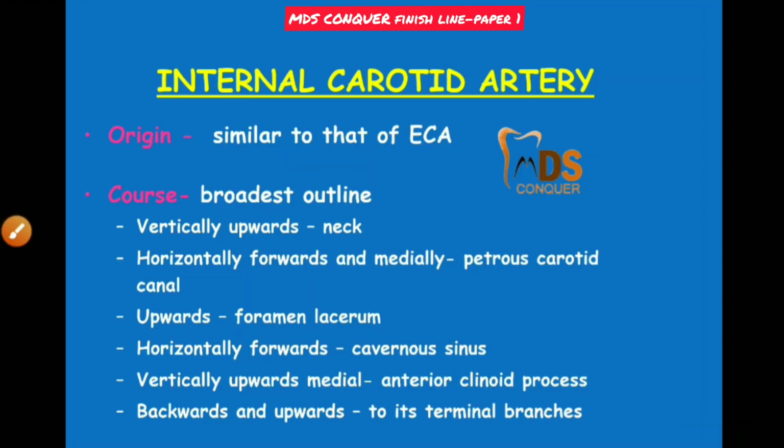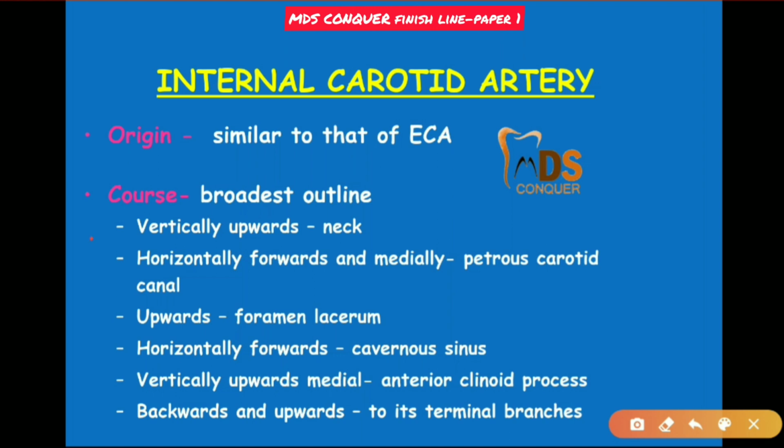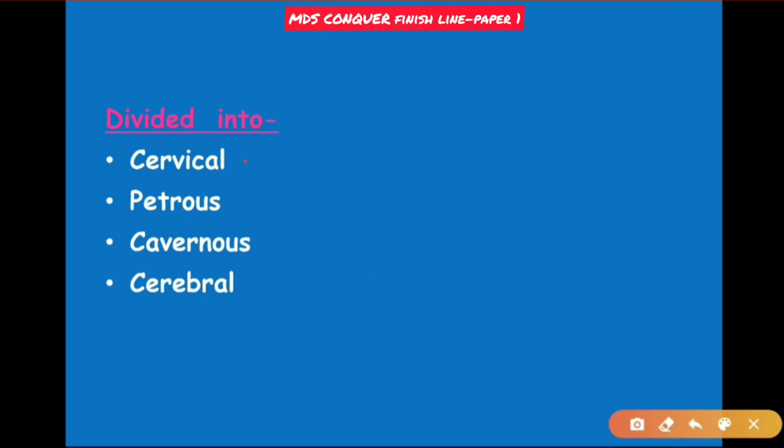which mainly occurs in elderly people. Then coming to the internal carotid artery, it courses vertically in the neck, horizontally in the petrous carotid canal, upwards in the foramen lacerum, horizontally forward in the cavernous sinus, vertically upward at the anterior clinoid process, and backward and upward to its terminal branches. So it divides into cervical, petrous, cavernous, and cerebral parts.